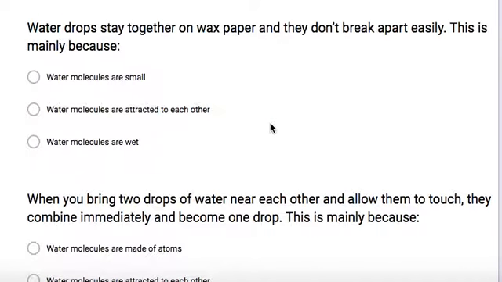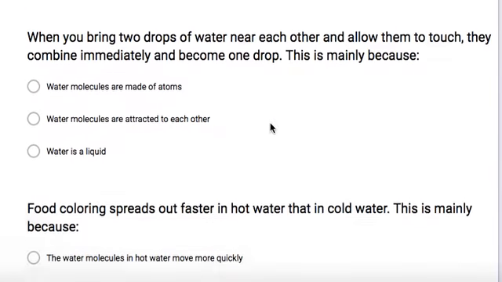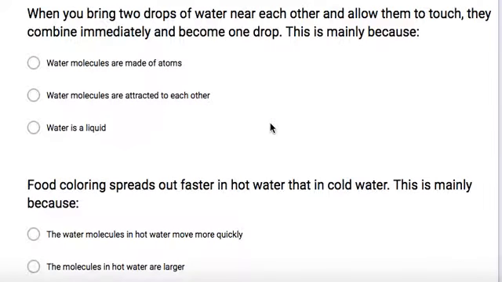Water drops stay together on wax paper and they don't break apart easily. This is mainly because water molecules are small, water molecules are attracted to each other, water molecules are wet. When you bring two drops of water near each other and allow them to touch, they combine immediately and become one drop. This is mainly because water molecules are made of atoms, water molecules are attracted to each other, water is a liquid.